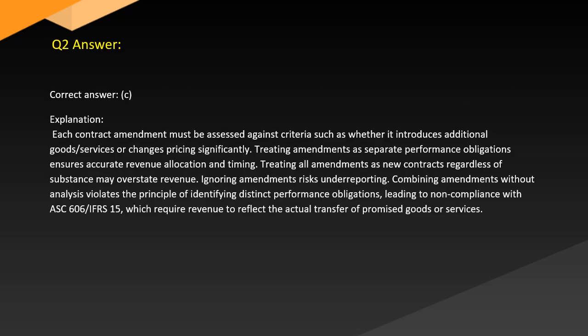Answer. Correct answer, C. Explanation. Each contract amendment must be assessed against criteria such as whether it introduces additional goods, services, or changes pricing significantly. Treating amendments as separate performance obligations ensures accurate revenue allocation and timing. Treating all amendments as new contracts regardless of substance may overstate revenue. Ignoring amendments risks underreporting. Combining amendments without analysis violates the principle of identifying distinct performance obligations, leading to non-compliance with ASC 606 and IFRS 15, which require revenue to reflect the actual transfer of promised goods or services.